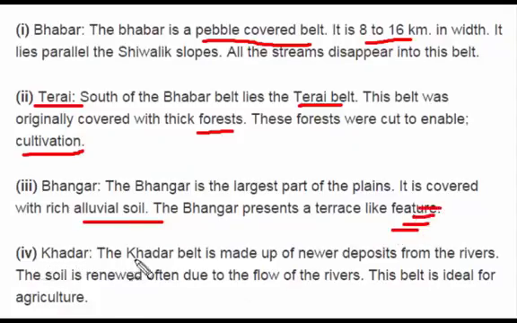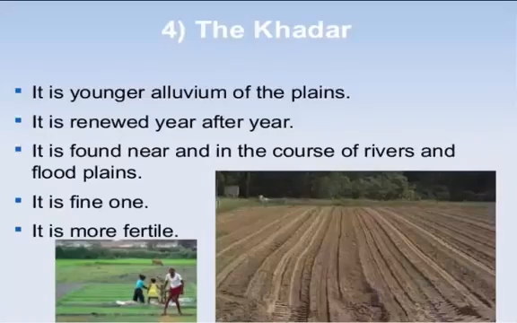Next comes Khadar. The Khadar belt is made up of newer deposits from the rivers. The soil is renewed often due to the flow of river. We have read this again and again that when water moves from one place to another, it renews the soil. This belt is ideal for agriculture.